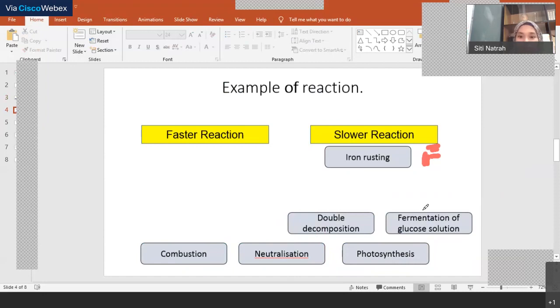Now the second one, we have double decomposition. Basically if you have silver nitrate, for example, you react with sodium chloride, you will have a faster reaction. So you will have a faster product. So we can say the double decomposition is faster reaction.